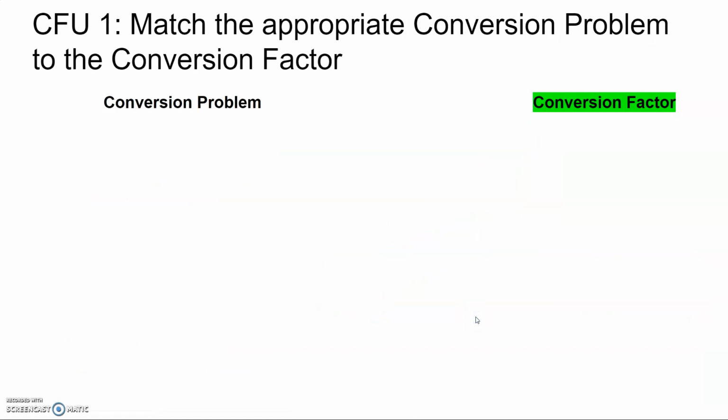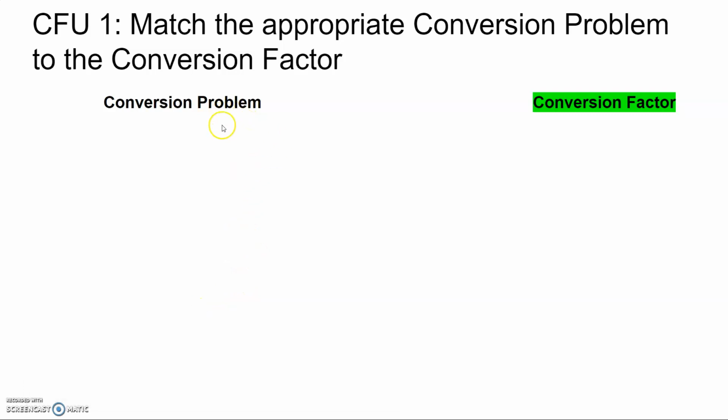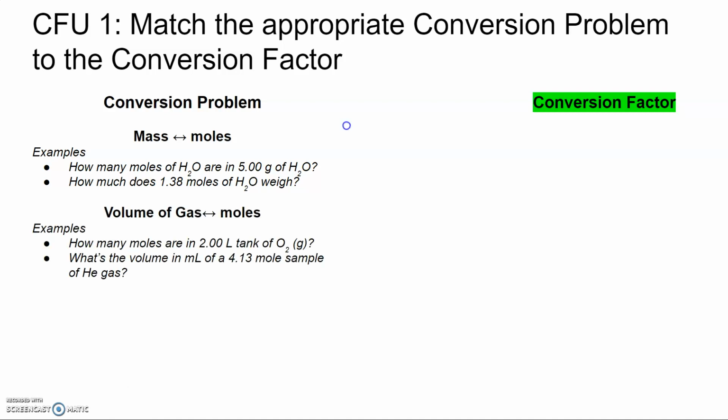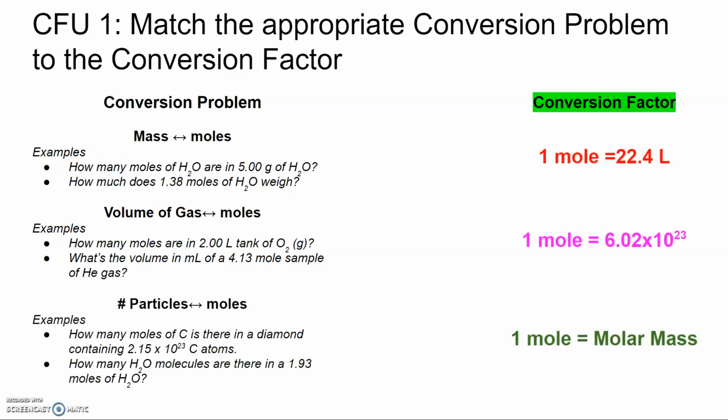And we're going to start by doing that with a problem. So in this problem, the CFU, you're going to be given 3 sets of conversion factor problems. And you're going to try and match the problem to the right conversion factor to solve that problem. So let's reveal the 3 problems. This is a mass to moles problem, a volume of gas to moles, and a number of particles to moles. And you're going to match these 3 problems to the conversion factors. All right, go ahead and pause the video now. When you press play again, the answer will be revealed.